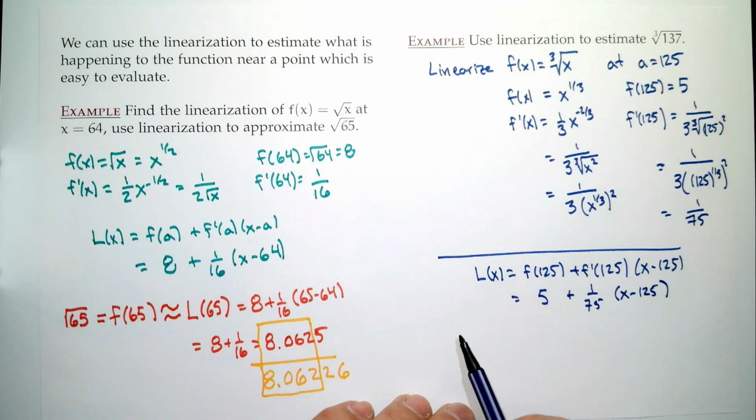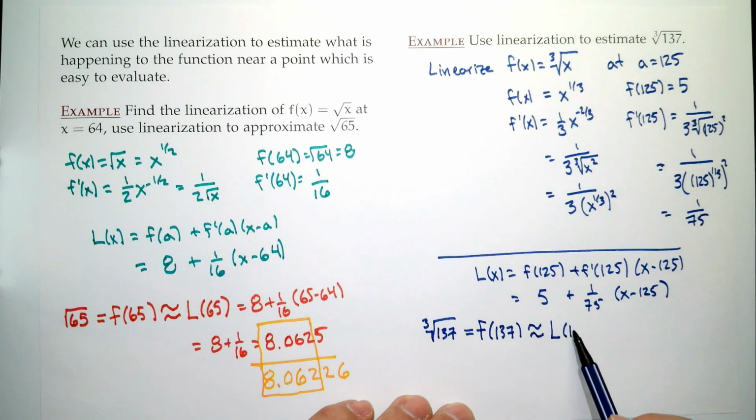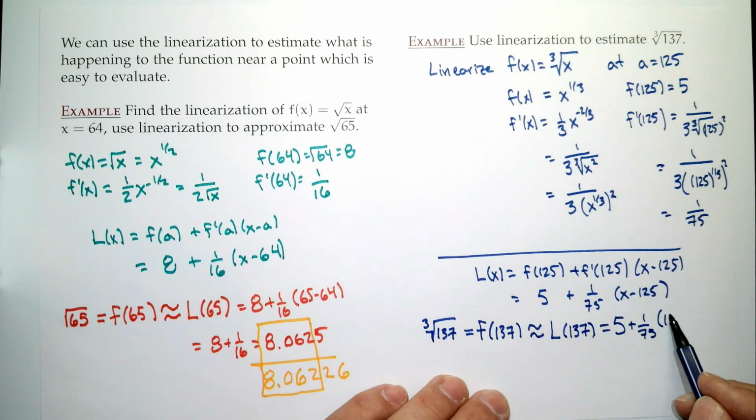So now we're ready. The cubed root of 137, which is what we're trying to approximate, is equal to what happens if we plug it into our function. And now we use the fact that our function is approximately the linearization. So that's approximately the linearization at 137. All right, well, now we plug in. So we're going to get 5 plus 1/75 times 137 minus 125. Well, 137 minus 125, we can do that.